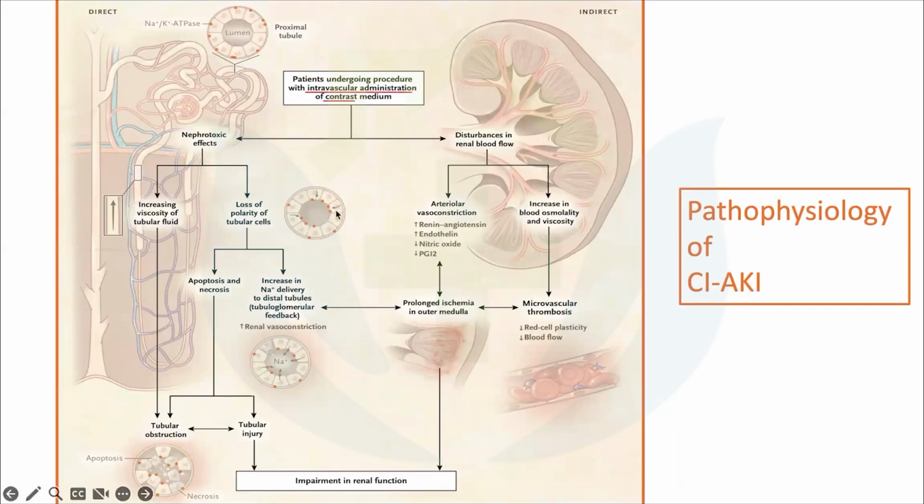And to add a finer touch to this, there is an imbalance between the vasoconstrictors and the vasodilators. So the levels of endothelin and angiotensin 2 go up in the renal milieu, whereas the levels of nitric oxide synthase and vasodilators like prostacyclins go down. And that again results in more vasoconstriction, decrease in the GFR, and so on.